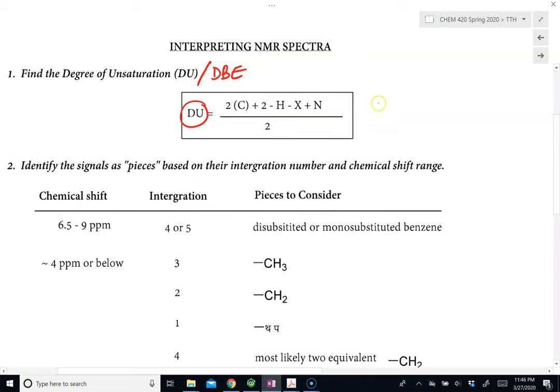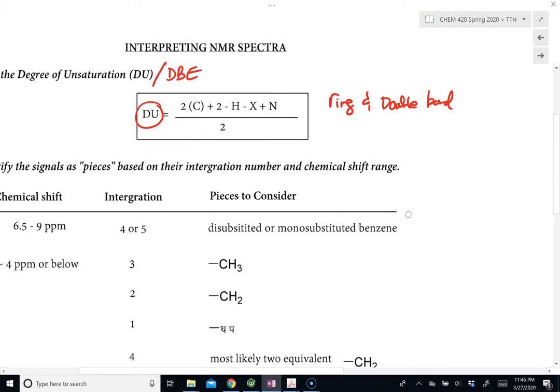And as a reminder, a ring and a double bond each have 1 degree of unsaturation. A benzene ring has 4 degrees of unsaturation. A triple bond has 2 degrees of unsaturation. So please keep that in mind.